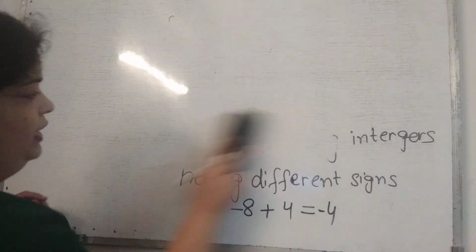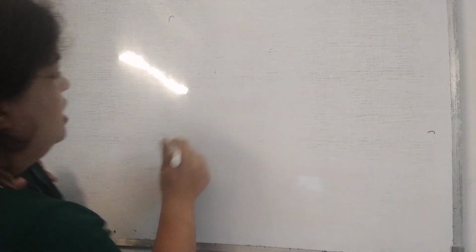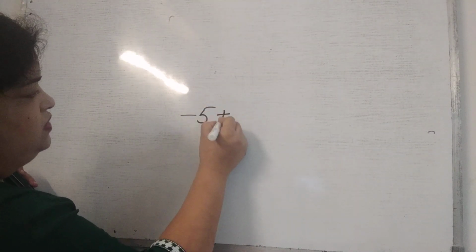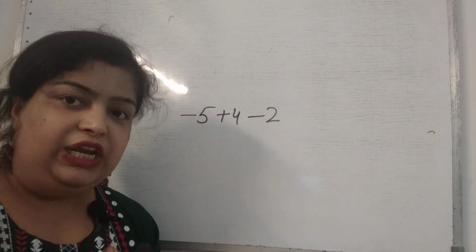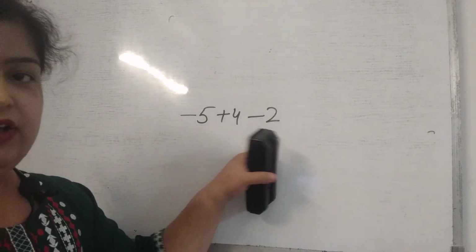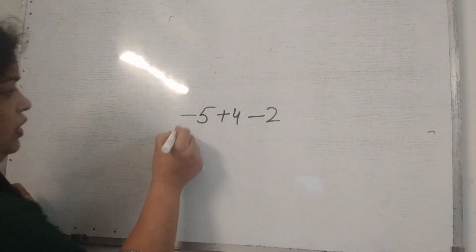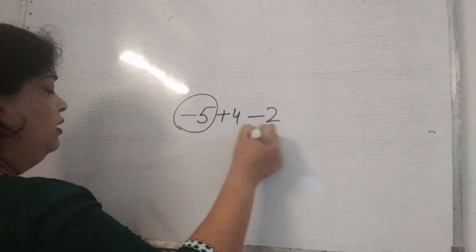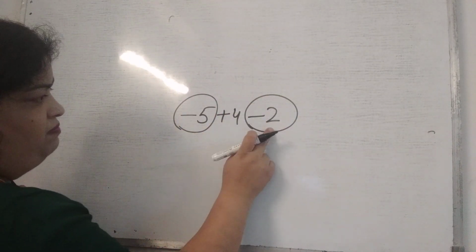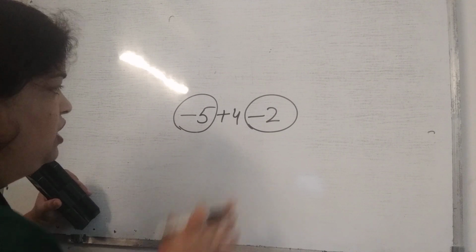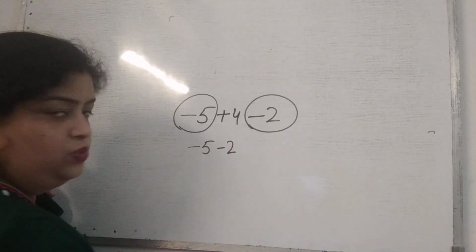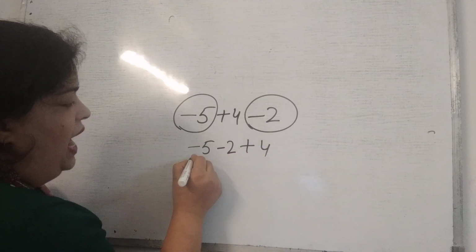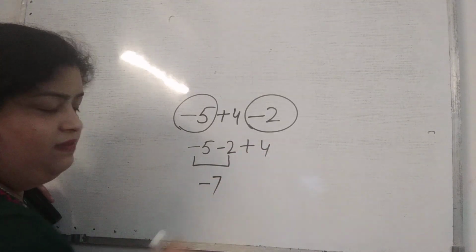I'm taking a few more examples. Minus 5 plus 4 minus 2. Here we have 3 integers. 2 are negative, 1 is positive. Okay. You can see minus 5 and minus 2 have a negative sign. So you will club these two numbers, minus 5 and minus 2, plus 4. Minus 5 and minus 2 is minus 7.